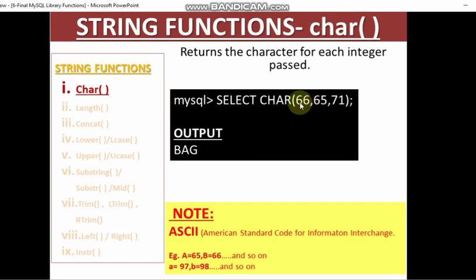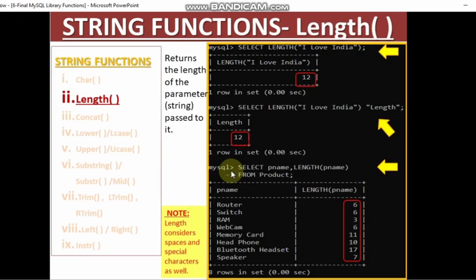So let's see. 66, 65, 71. Three numbers you are passing. For 66 it has given you B, for 65 capital A, and 71 is G. A, B, C, D, E, F, G. 65, 66, 67, 68, 69, 70 and 71. So G is 71. So like this. Let us move on.